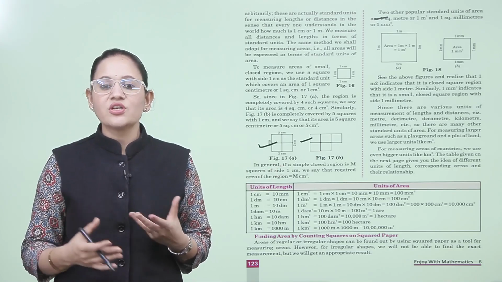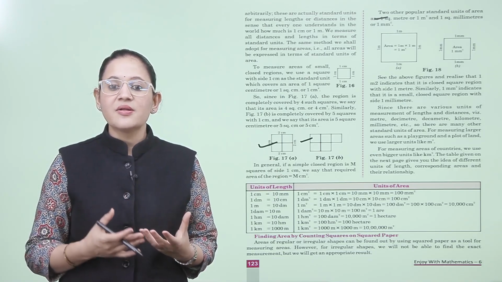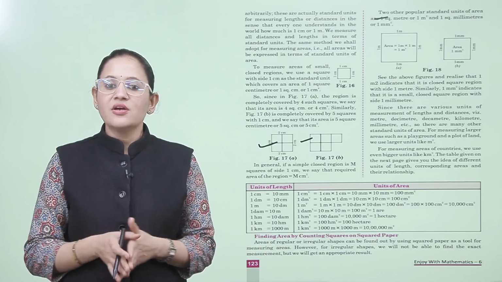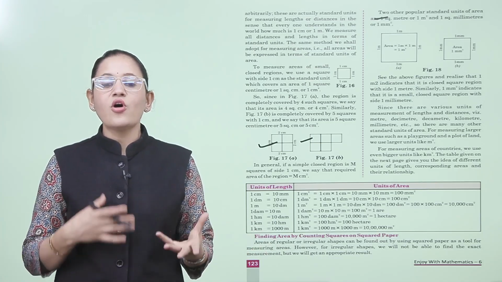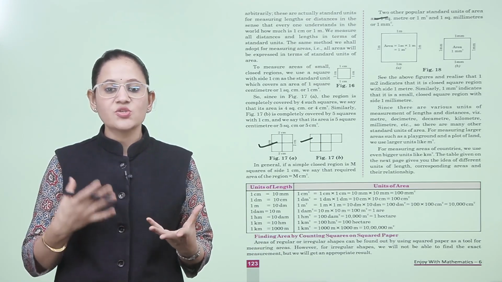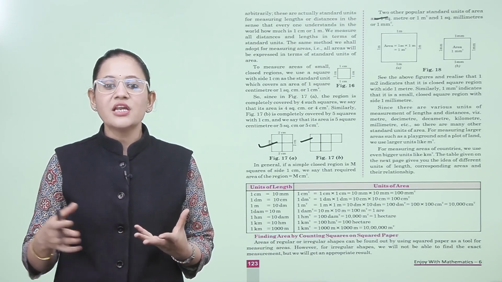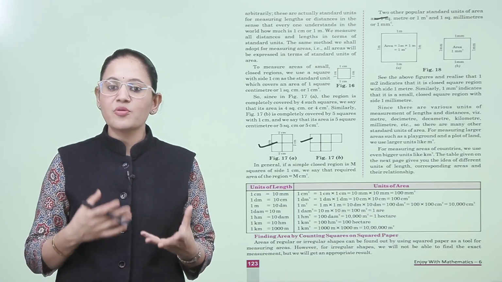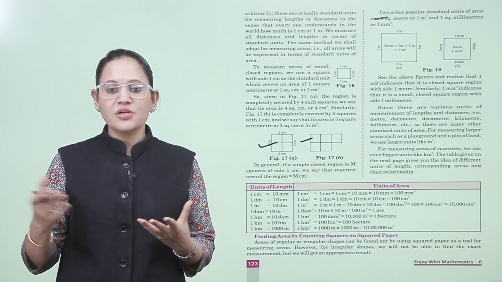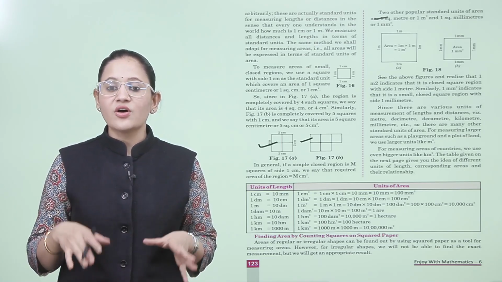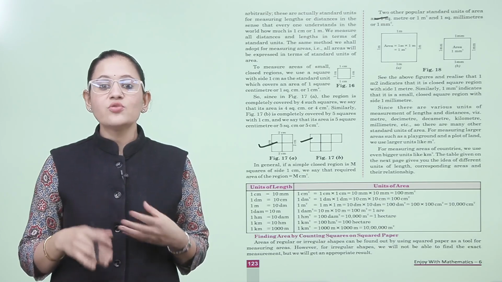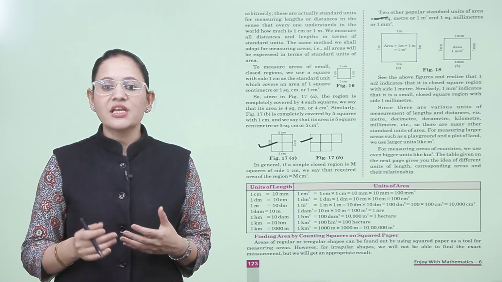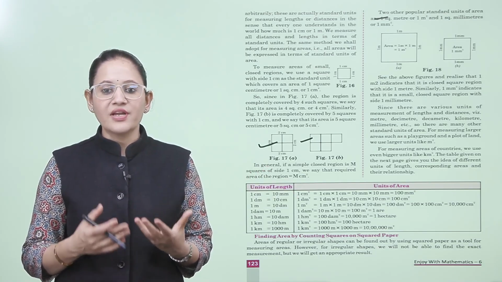Since there are various units of measurement of length and distance, like meter, decimeter, decameter, kilometer, millimeter, these are different units. We will always express the area in square units. Clear? So there are many standard units for area. For measuring larger areas such as a playground or plot of land, we use a unit like meter square. For measuring areas of countries, we use an even bigger unit like kilometer square.